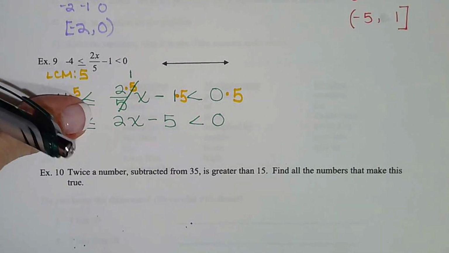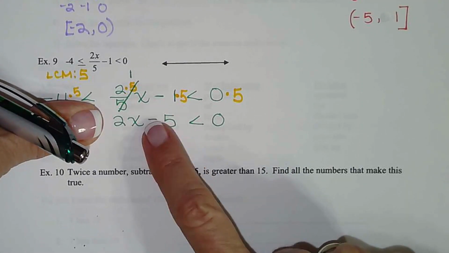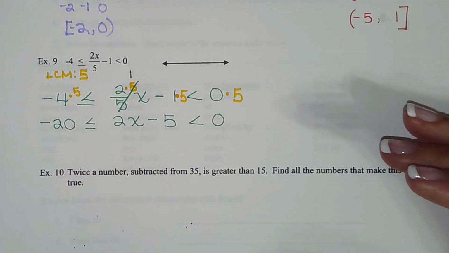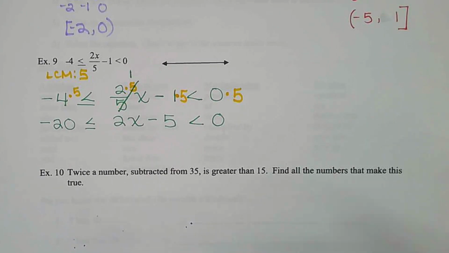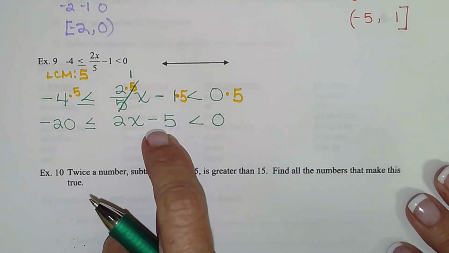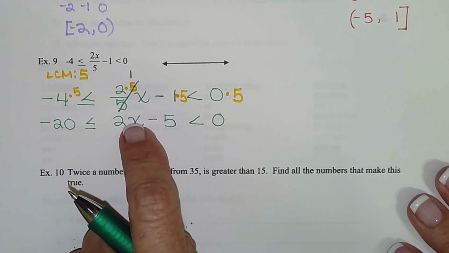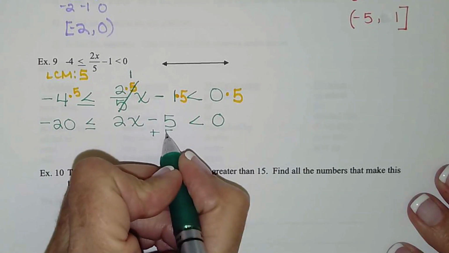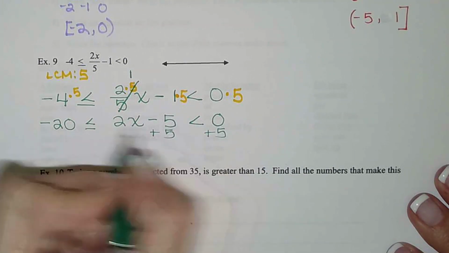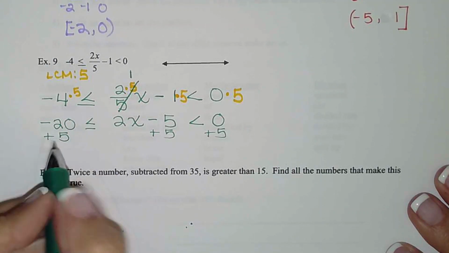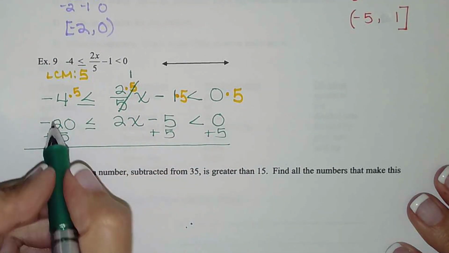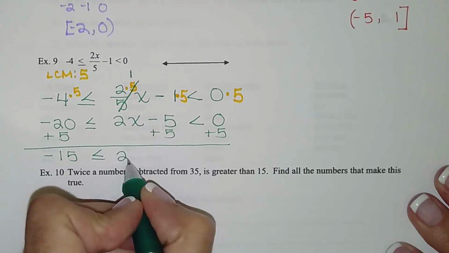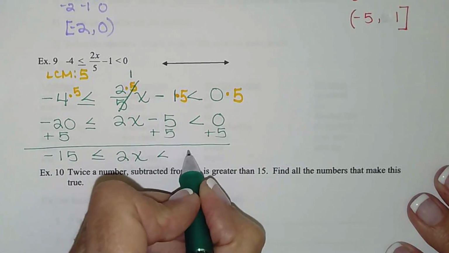How do I know it's 2 steps? Because if I cover up this side, I can see it's add 5, divide by 2. The only thing different is we're going to be doing it to all 3 sides. So we need to get rid of everything inside so that the x is alone in the middle. So do the opposite of subtract 5, which is add 5. And that leaves us with -15 is less than or equal to 2x, which is less than 5.